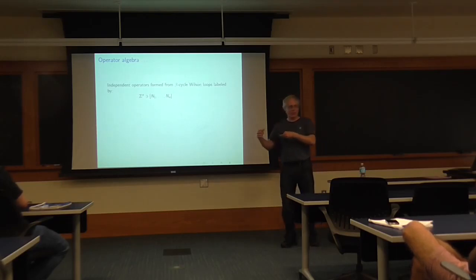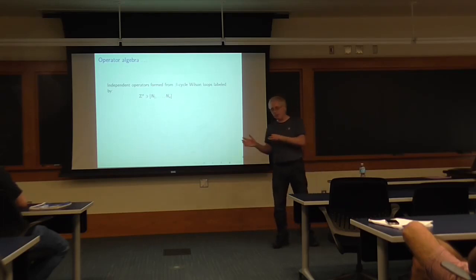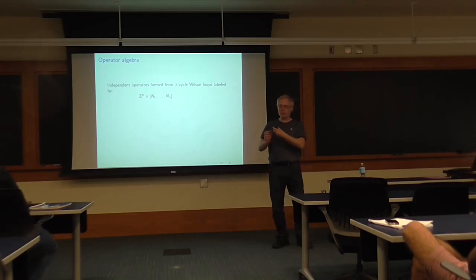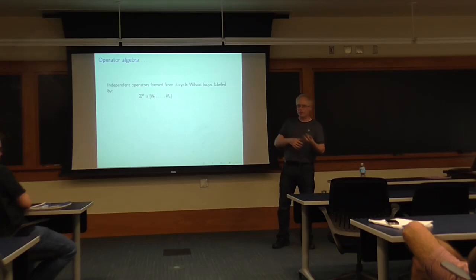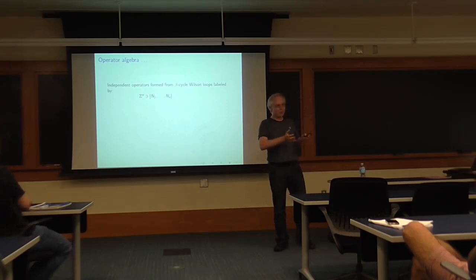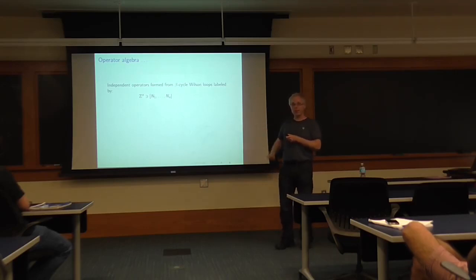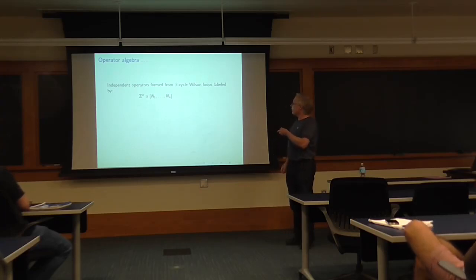Let me start with the V's first, because the V's, as we will soon see, in the string theory picture, the nice symmetry between the V's and U's is somehow lost. So whenever we get something simpler, somehow we always have to lose some obvious symmetry. Here we lose that symmetry between the alpha and the beta cycle. So I'm on purpose starting with the betas. The conclusion is that the independent operators that are formed from the beta cycle Wilson loops are labeled by a vector of integers.